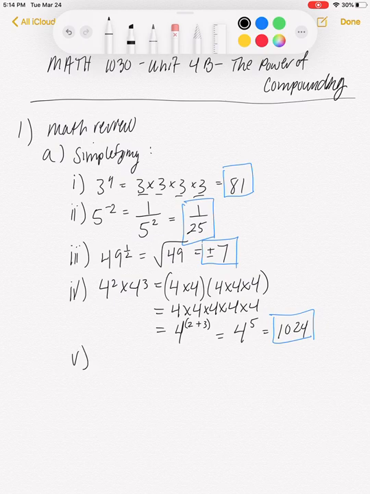Number 5 says 7 to the 3rd times 7 to the negative 3. They again have the same base, so I'm going to add their exponents. And when I do that, I get 7 to the 0 power. And 7 to the 0 power is just 1.